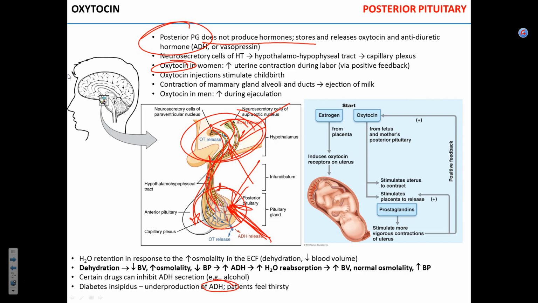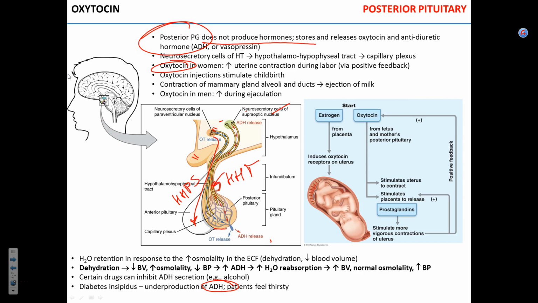So here lies a difference between the delivery method to the anterior and posterior pituitary. The hypothalamo-hypophyseal portal system delivers hormones to the anterior, and the hypothalamo-hypophyseal tract delivers to the posterior. Are we clear? We're good?